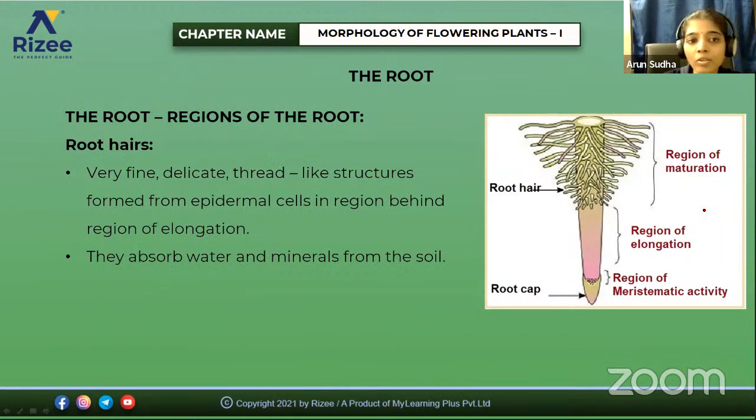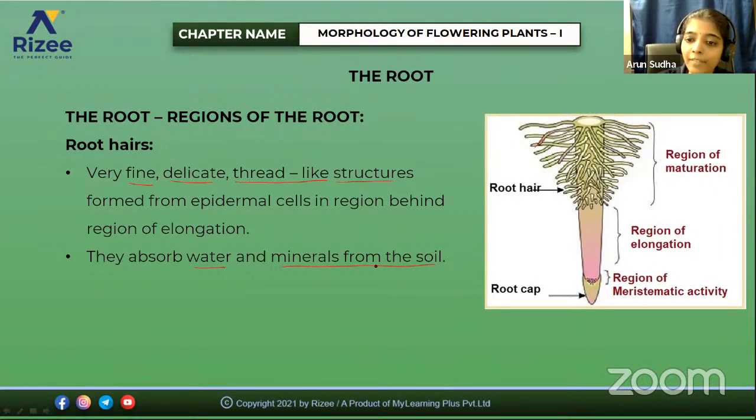Then root hairs. So what are root hairs? They are fine, delicate, thread-like structures. They are formed from epidermal cells in the region behind the region of elongation. What is the main role of root hairs? If it is a single structure, there will be only less absorption of water. The presence of a large number of root hairs helps in the absorption of water and minerals from the soil. So the main purpose is the absorption of water and minerals from the soil.